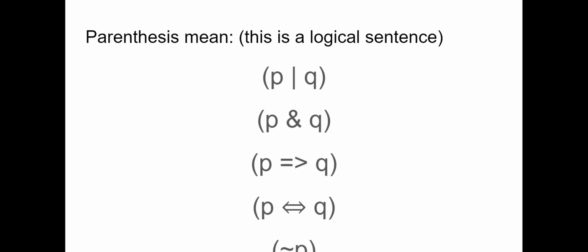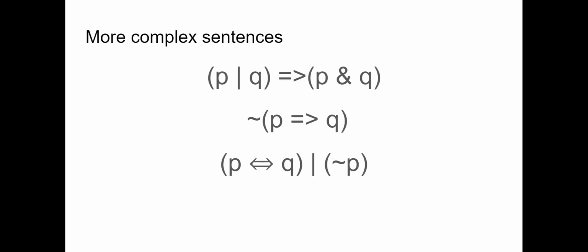Now we'll put parentheses around a logical sentence in order to make it clear that what's here is a logical sentence, in order to disambiguate how we combine them together when things get even more complex. And here we get more complex logical sentences, such as the sentence P or Q implies the sentence P and Q. That's the first line.